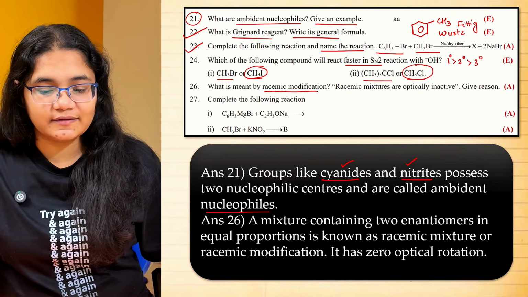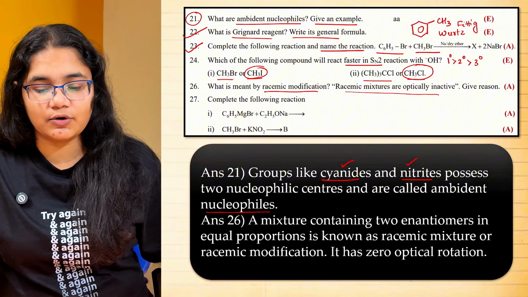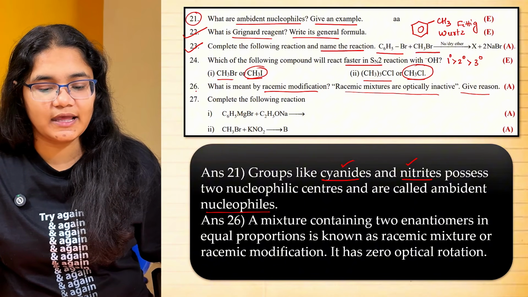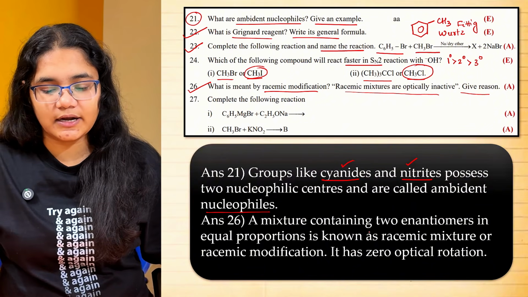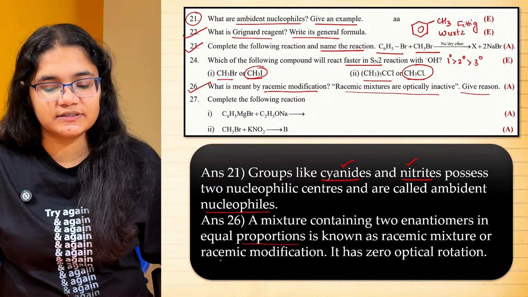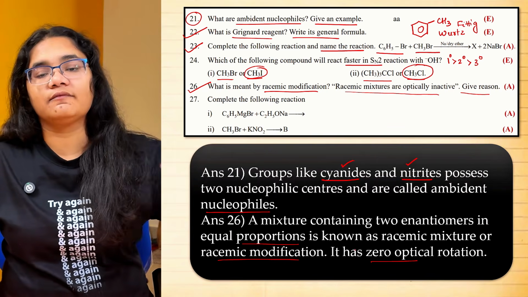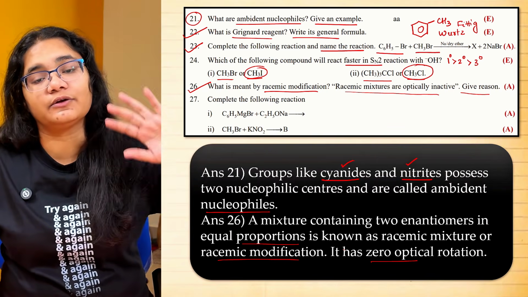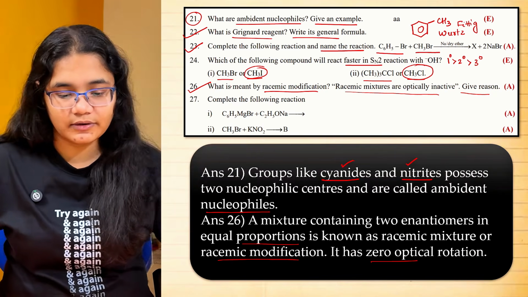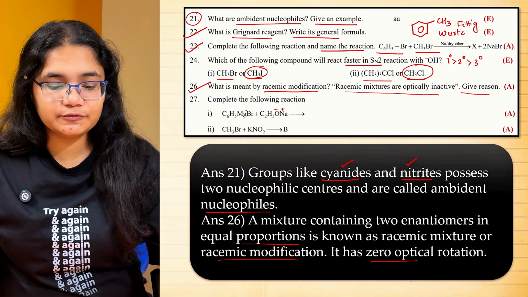Next, what is meant by racemic modification? Racemic mixtures are optically inactive. Give reason. Already I have discussed this question. A mixture containing two enantiomers in equal proportions is known as a racemic mixture. It has zero optical rotation. Why? Because one will rotate it in clockwise and another one will rotate it in anti-clockwise direction. Right? Already discussed. Let us see the next question.